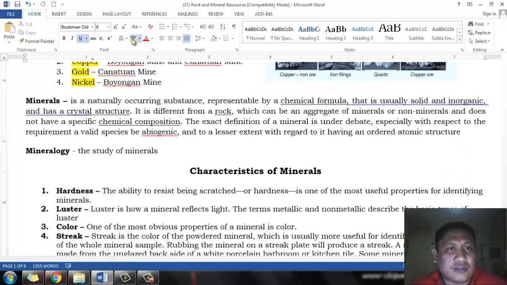So what could be these minerals? A mineral is a naturally occurring substance, representable by a chemical formula, that is usually solid and inorganic and has a crystal structure. Later on, I will show you a video about these minerals, a short idea about minerals. But basically, it is different from a rock, which can be an aggregate of minerals or non-minerals and does not have a specific chemical composition.